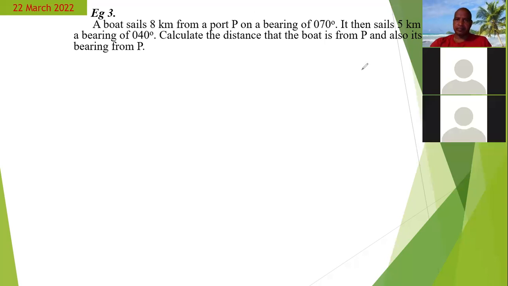All right, sir. So it says a boat sails 8 kilometers from a port P on a bearing of 70 degrees. Now for that part, sir, I made a point P. Then from that point, I drew the north line. All right, so let me just follow your direction. So I'm going to draw the point P. And then we say you draw a north line. Yes, sir. Upwards. Which is generally a dotted line, right? Not a solid. Yes, a broken line.